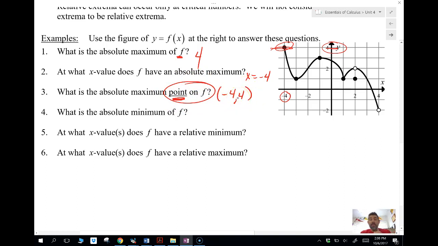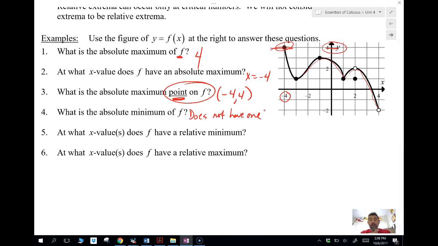What is the absolute minimum of f? Well, this is a problem because as we follow this graph, it's getting closer and closer to this point right here. This is actually not even a point, it's an open circle. At (4, -2), the value y equals -2, I don't actually reach that point. I get infinitely close. So this one does not have one. We do not have an absolute minimum of f.